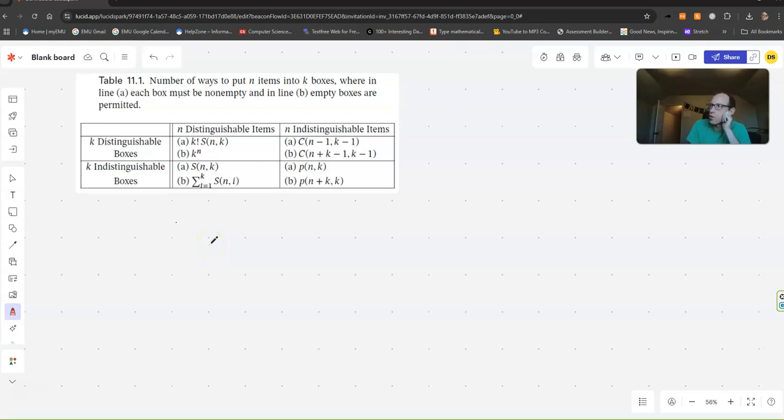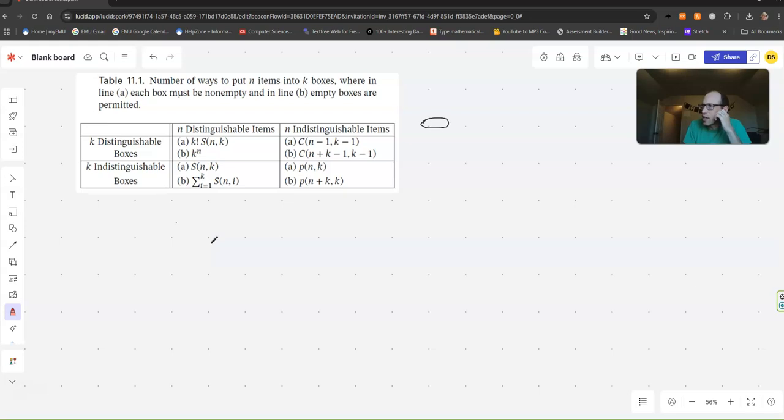So notice there's three things that we can decide. And this tool isn't going to work for all types of problems, so it's important to be able to recognize when this tool works, and we'll go through some examples of how to use it. So we really have three possible choices with putting items into boxes.